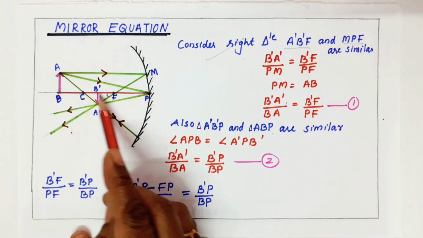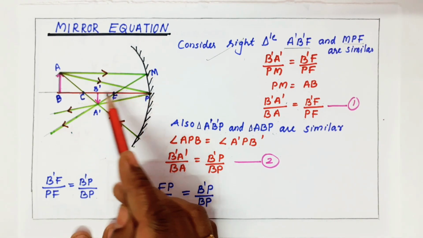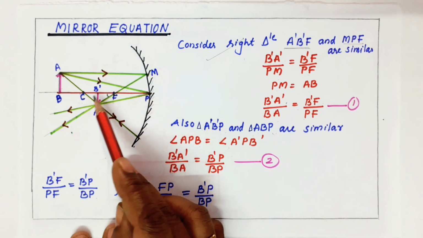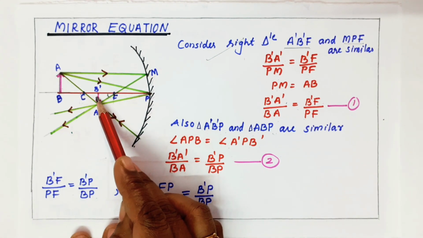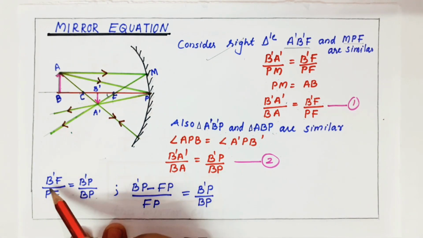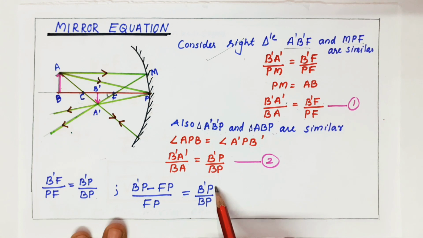Then what is B dash F? This distance. This I can take as PB dash minus PF. Because we know that PB dash is the image distance and PF is the focal length. So I am just writing B dash F as B dash P minus FP, by FP is equal to B dash P by BP.